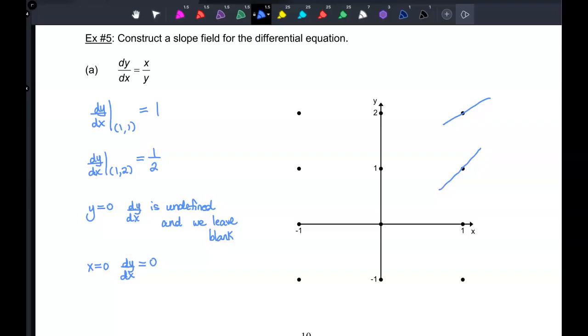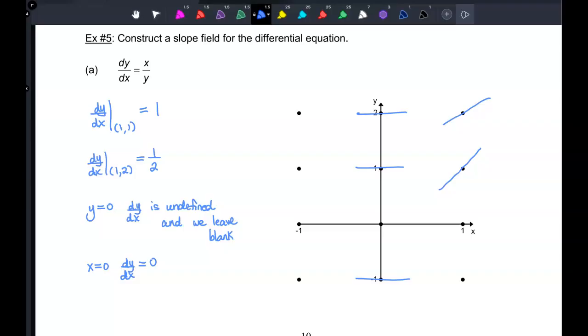Wait, so isn't it the other way around? When y is 0. Well, y is in the denominator. I know what you mean, but dx is on the bottom, and we're looking at the actual differential equation, x over y. So that means at 2, 0, 1, 0, not 0, 0, I'm going to leave that one blank. And at 0, negative 1, we're going to put horizontal. So here, here, here. Yes, Betty.